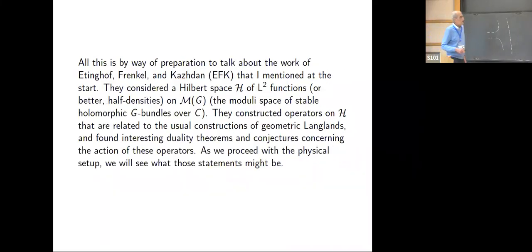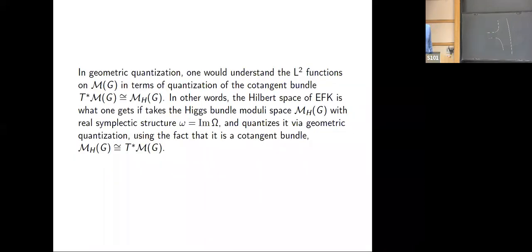Now, all this is by way of preparation to talk about the work of Ben-Zvi, Frenkel, and Kazhdan that I mentioned at the start. So they considered a Hilbert space H of L2 functions, or better half densities, on the moduli space of stable holomorphic bundles on C. Then they construct operators on H that are related to the usual constructions of geometric Langlands and found interesting duality theorems and conjectures about the action of these operators. I'm not going to explain their statements, and we're going to proceed with the physical setup and see what the statements might be.